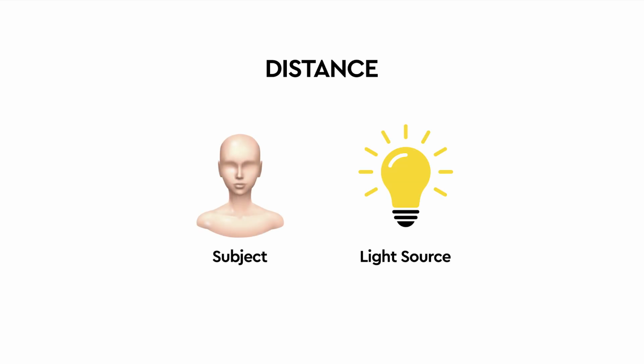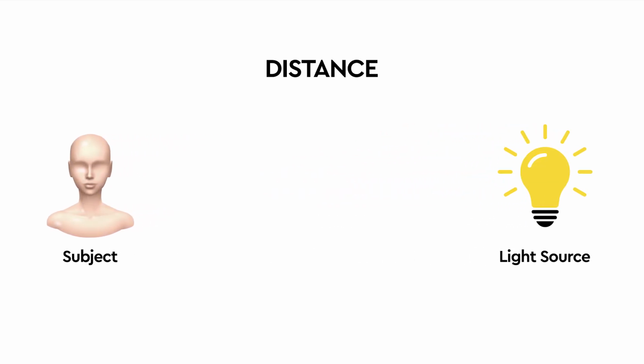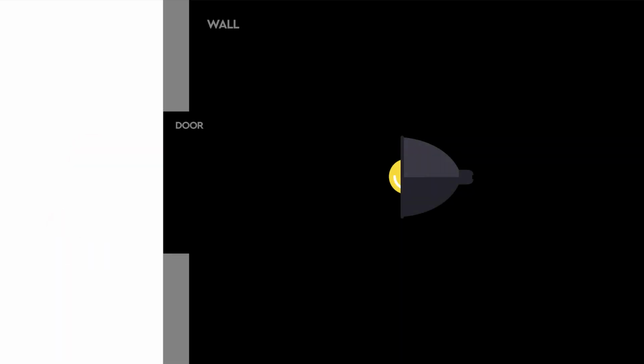And second, is the distance between the subject and the light source. So the light source can be close to the subject, or it can be far away. And again, this would produce a different kind of shadow. But to understand that better, let's first see how light works.